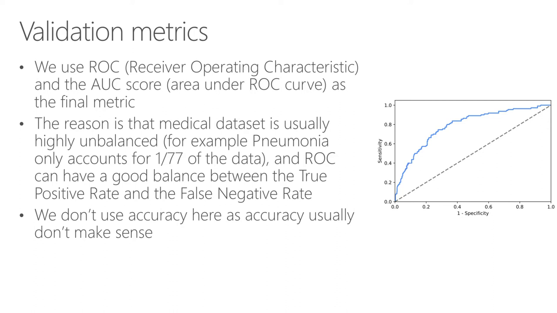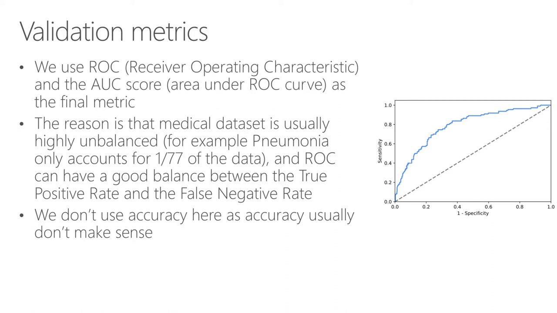Got it. Because in medical cases, you usually have very few positive samples, right? For example, in pneumonia, you probably have a lot of normal people or normal images, and then you have a little bit of pneumonia kind of images. I see. Yeah, and that's why we don't want to use accuracy, because in that case, the model will say, okay, I have 99% accuracy, but actually it just classifies everything as negative. And the recall is garbage. Yeah, the recall is very low.